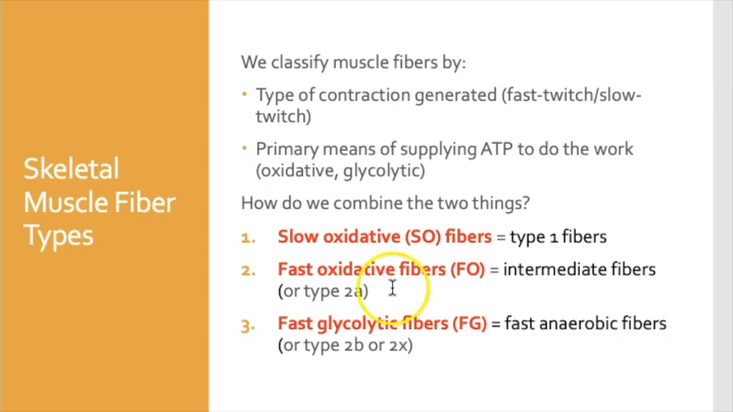The other thing we discussed in lecture is that, for example, slow oxidative fibers are also sometimes called type 1 fibers, and the other ones are called type 2A and type 2B or type 2X fibers, but we're not using that language in our course. We're going to use the language shown in red. Slow oxidative or SO fibers, fast oxidative or FO fibers, and fast glycolytic or FG fibers.